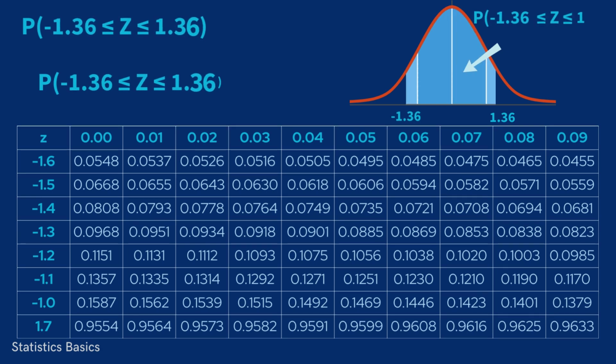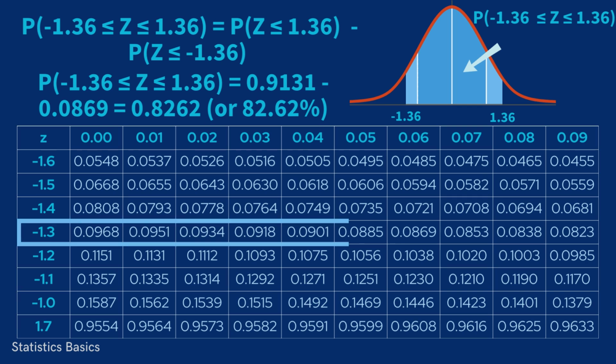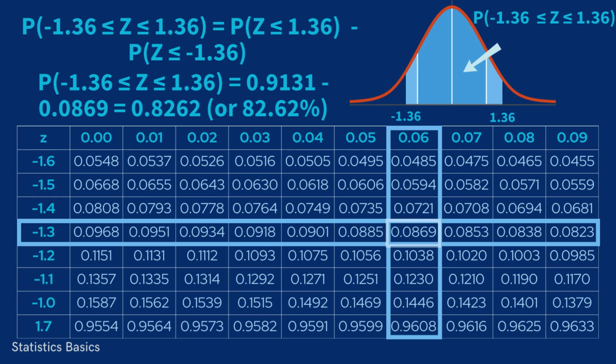Sometimes, you're interested in finding the probability that a standard normal random variable falls between two specific z-scores. This is referred to as a two-tailed problem. To solve this, you first find the left tail probabilities associated with each of the two z-scores using the z-table. Then, you subtract the smaller left tail probability from the larger one to get the desired probability between the two z-scores.